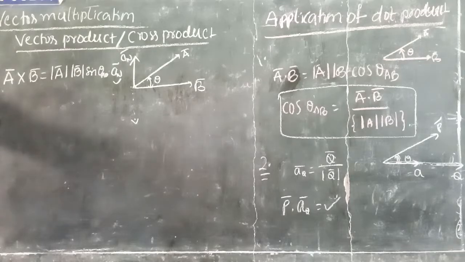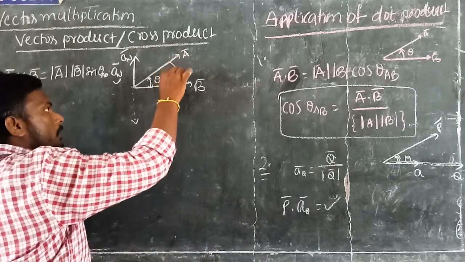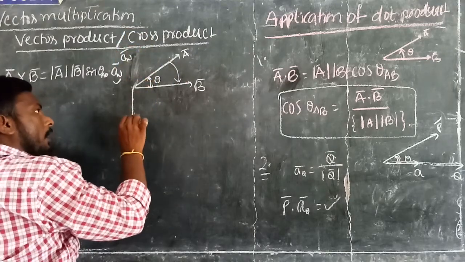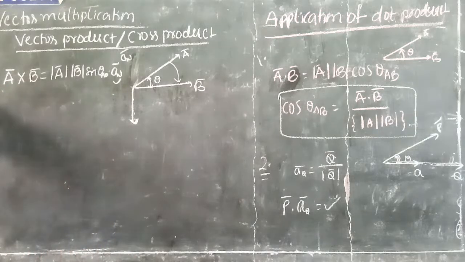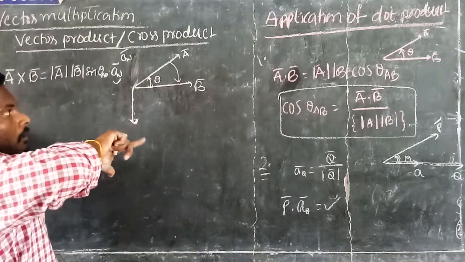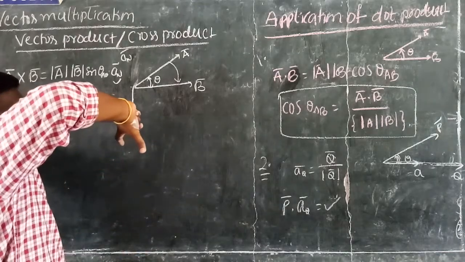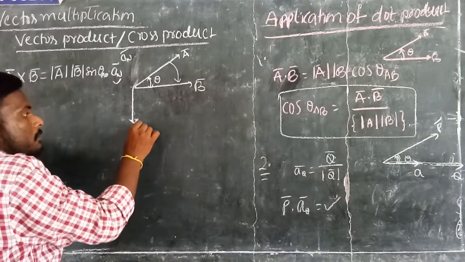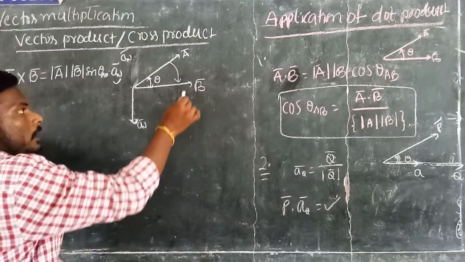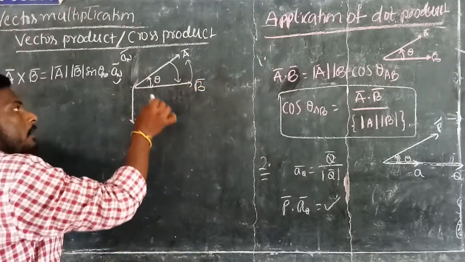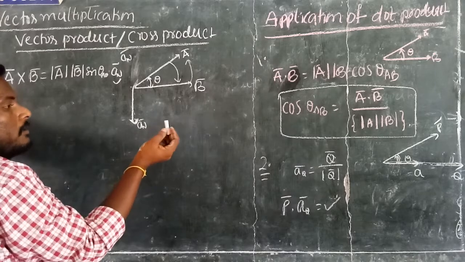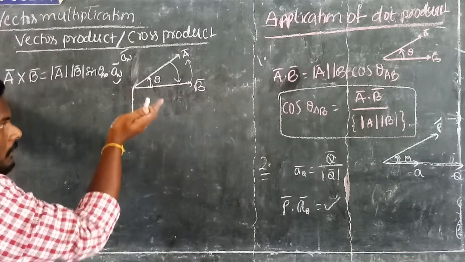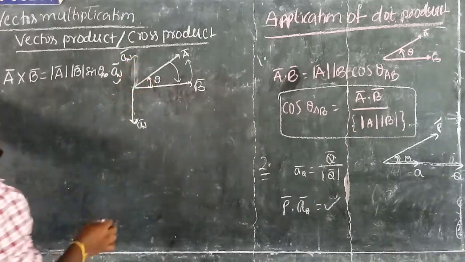See, if vector A is rotated towards vector B, and the direction is downwards. How? It is like a right-handed corkscrew. As vector A is rotated towards vector B, the screw is going downwards. So that's why the direction of the cross product result is downward. Or if vector B is rotated towards vector A, then by the right-handed corkscrew rule, the screw is moving upwards. So that's why the direction of the cross product result is upwards.